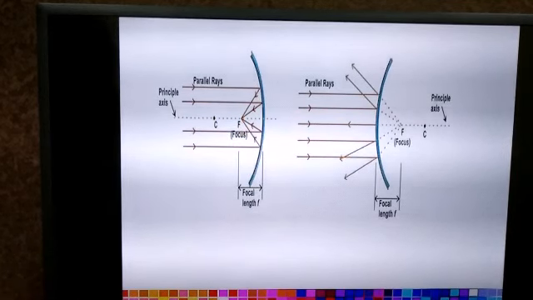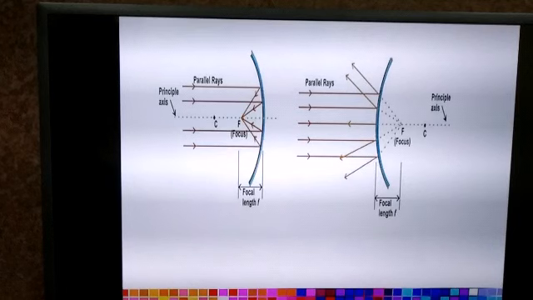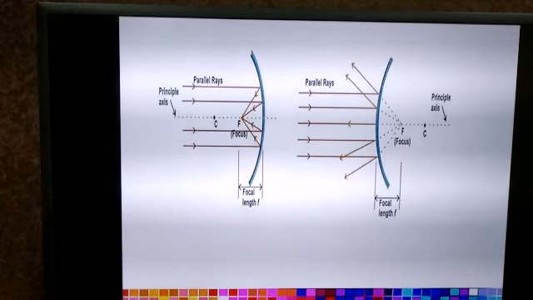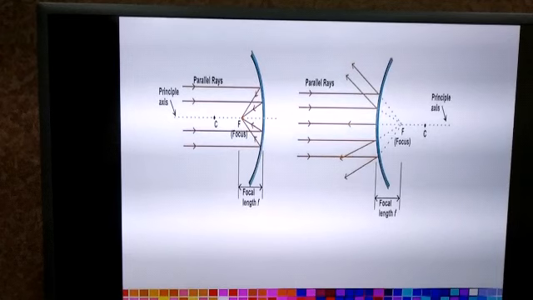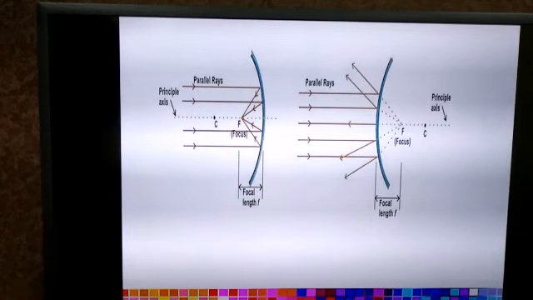So how do we define principal focus of concave mirror? Rays of light parallel to the principal axis and incident on a concave mirror, after reflection meet at a point on the principal axis. This point is called the principal focus of concave mirror. Now if we take a convex mirror, a convex mirror has a reflecting surface on the outer side, whereas you can see the inner surface is painted.